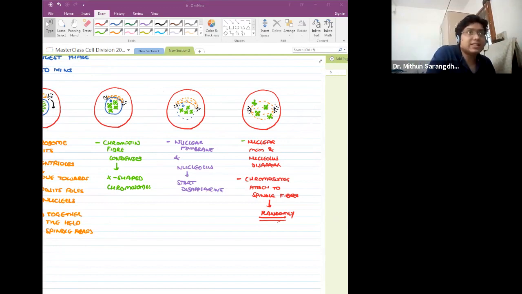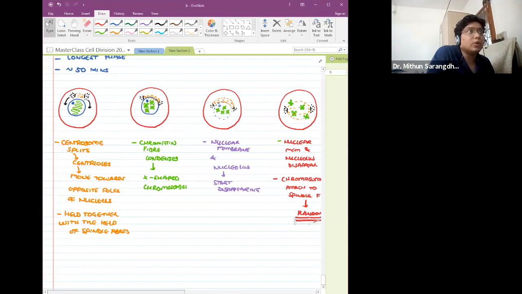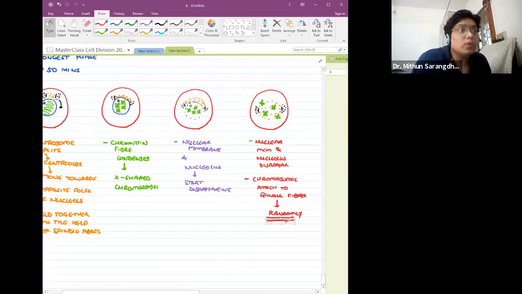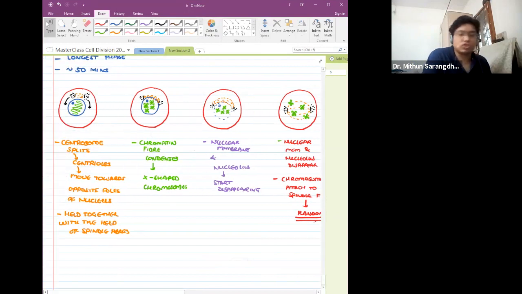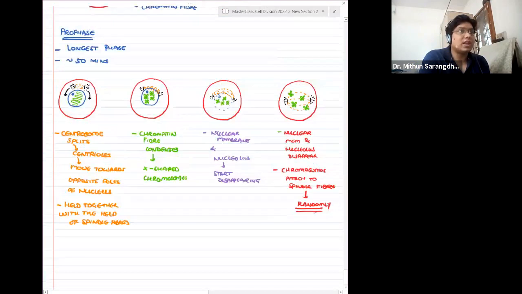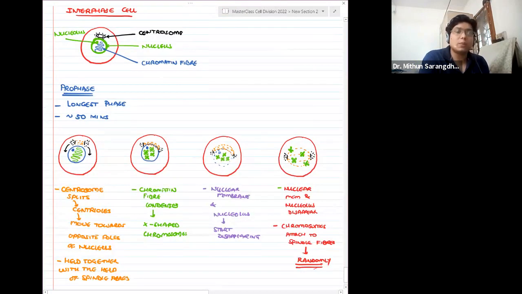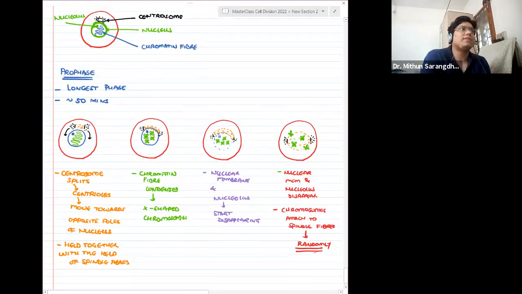But guys, I still have to tell you what is really going to happen over here: how is the chromatin going to condense and give rise to your X-shaped chromosomes? We still have to see that. For that, I will take roughly 10-15 minutes to explain, and we are just about to be done. So for the day, we will stop over here. If you guys have any doubts, anything you wish to ask, just let me know, or else we'll stop here for the day and meet again in the next class where we'll continue with the next phases of mitosis.